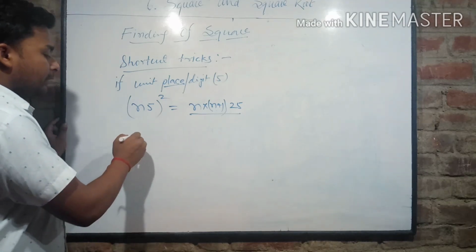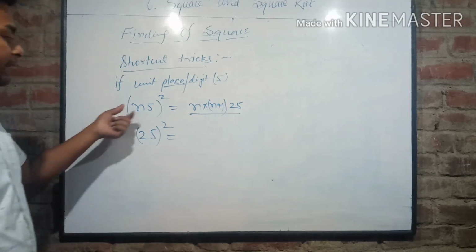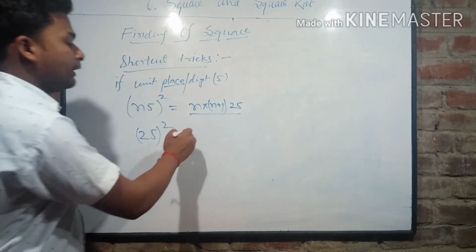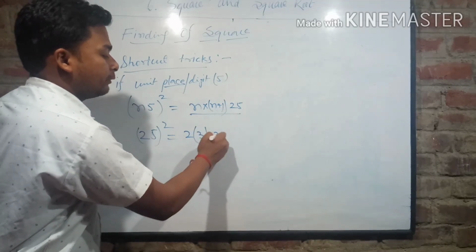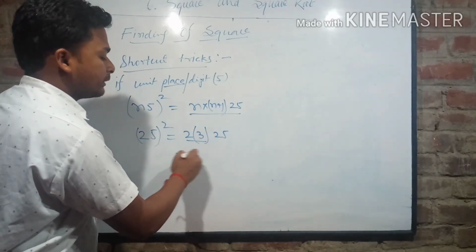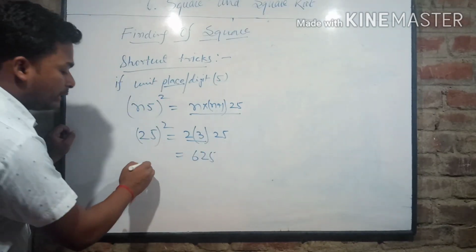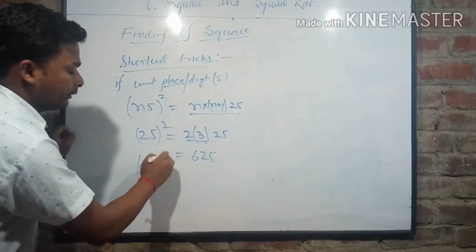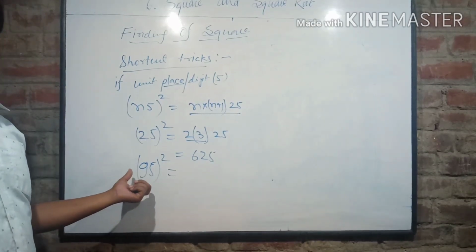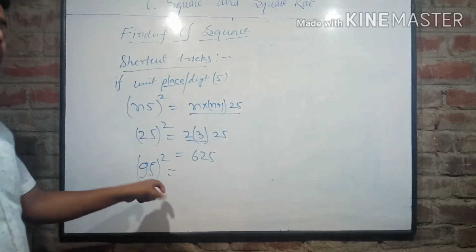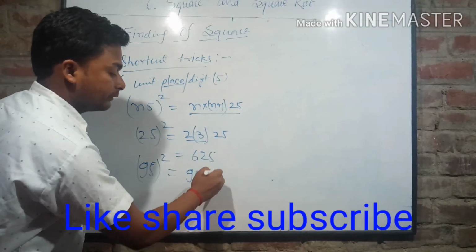We will apply this formula. Let us understand what is the square of 25. Here in place of n we have 2. So we will write down 2 into 2 plus 1, which is 3, and 25. 2 into 3 is 6, 25. Similarly, if we have to find out 95 square, we can say directly that the next number to 9 is 10. So 9 into 10 is 90 and 5 square is 25.